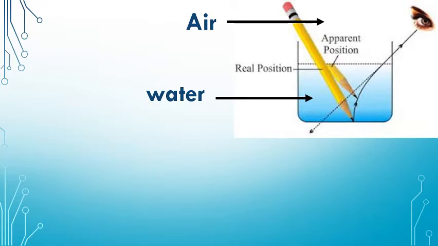When the light passes between air and water, it changes its direction because the speed of light in air is more than, or faster than, its speed in water. So when the light passes between air and water, or between two different transparent media, it refracts.